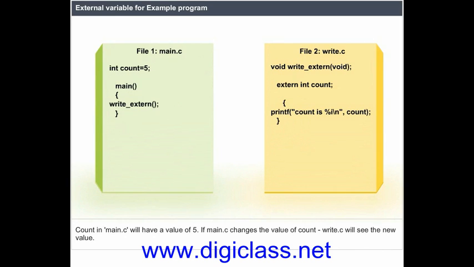If main.c changes, the value of count in write.c will see the new value. When the function references the variable count, it will be referencing only its local variable, not the global one.